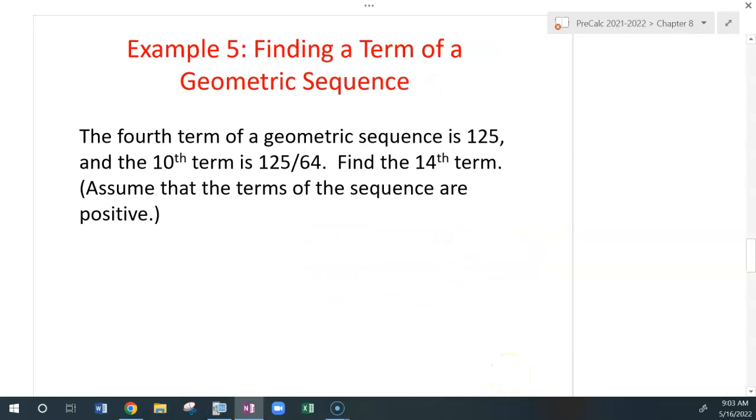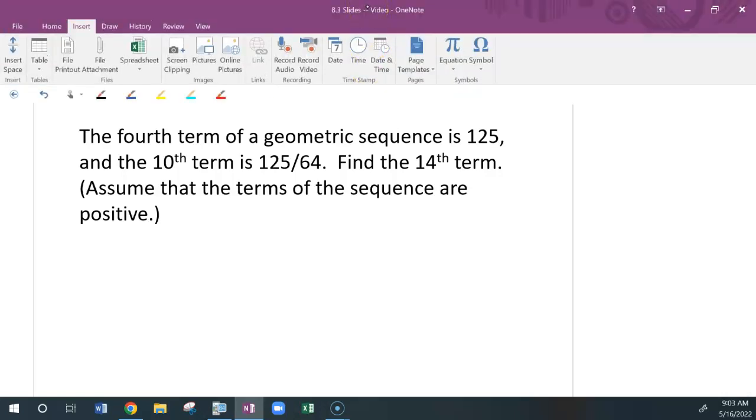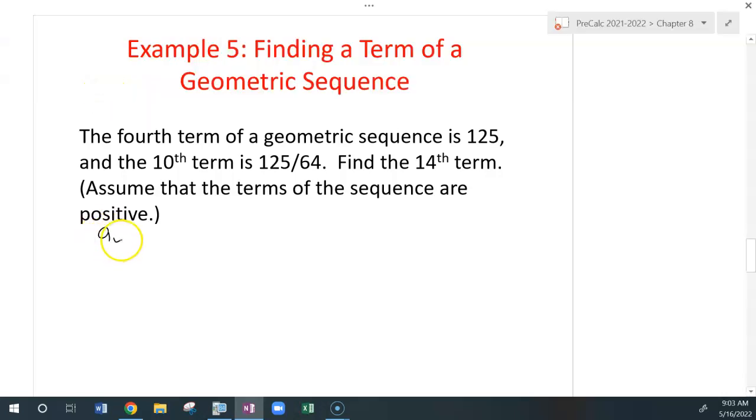In our next example, this one's a little bit different. We're told the 4th term of a geometric sequence is 125. So a sub 4 equals 125. And the 10th term, a sub 10, is going to equal 125 over 64. And so now we're trying to find the 14th term of the sequence.